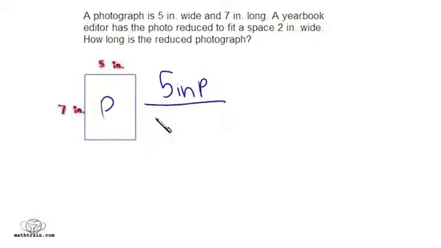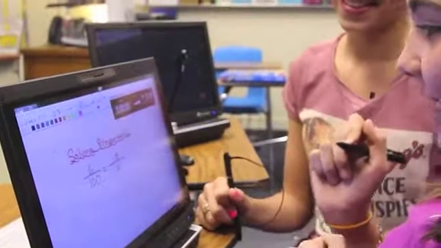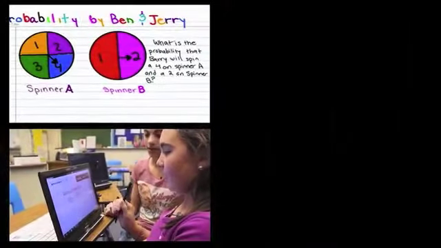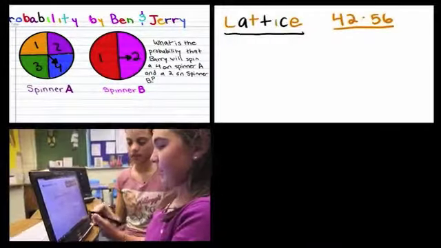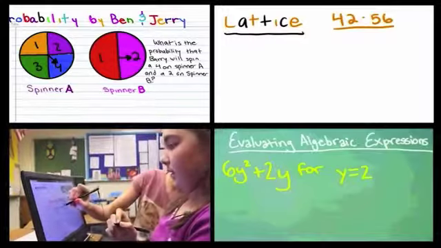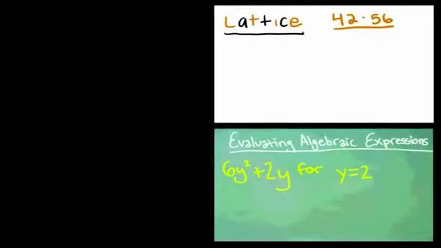And the kids teaching kids aspect comes out of this more so because the other kids in the class were watching and they jumped on that. Hi, this is Phineas and Ferb, and today we're going to show you how to solve a proportion. Today we're going to teach you how to do probability, how to do lattice multiplication. We're going to teach you how to evaluate algebraic expressions.